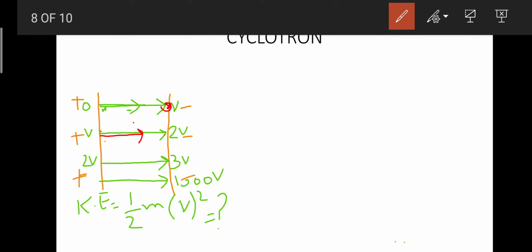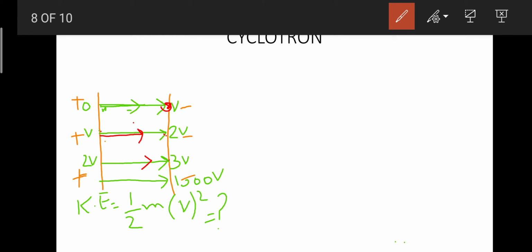Now if I use the same 2v velocity electron, or the charged particle, or any particle, what is going to happen if it is again introduced in the same electric field? Its velocity would become 3v. Now if again I introduce this 3v velocity of the charged particle into this electric field, what is going to happen? The velocity would increase to 4v.